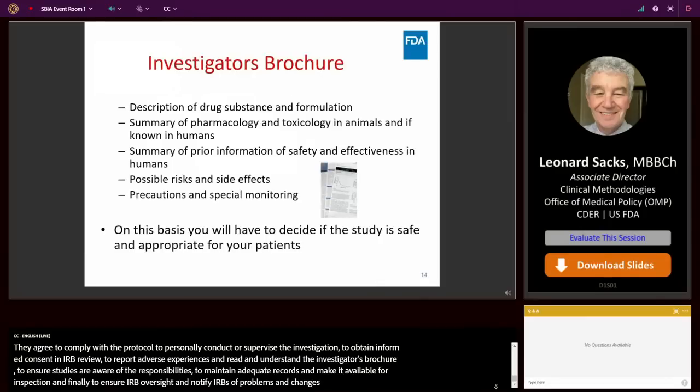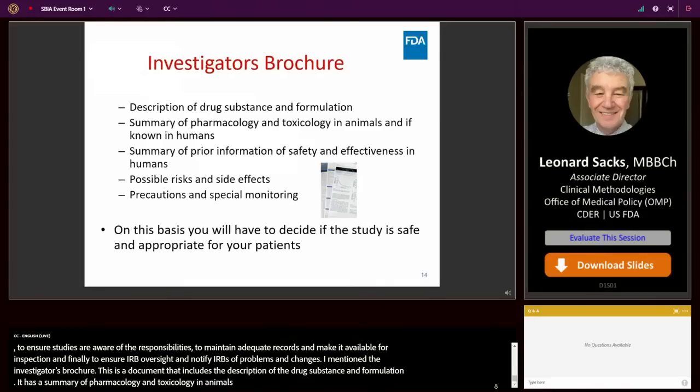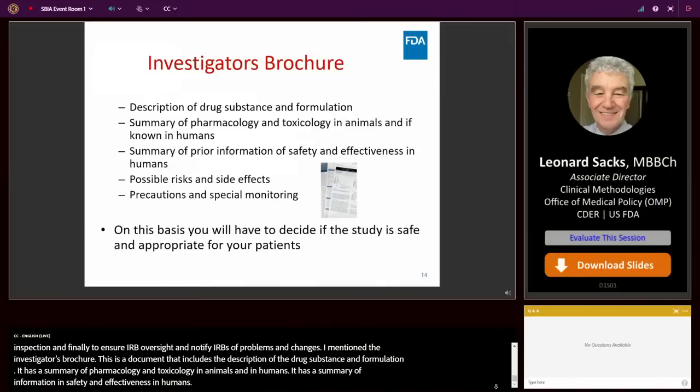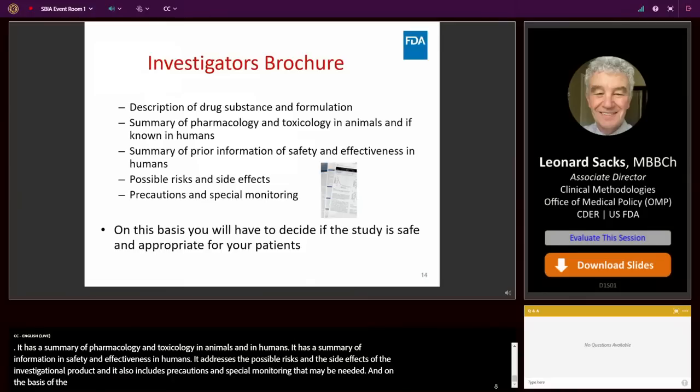I mentioned the investigator's brochure, and this is a document that includes a description of the drug substance and formulation. It has a summary of pharmacology and toxicology in animals and, if known, in humans. It has a summary of prior information of safety and effectiveness in humans. It addresses the possible risks and the side effects of the investigational product, and it also includes precautions and special monitoring that may be needed. And on the basis of the investigator's brochure, you would be making a decision if the study is safe and appropriate for your patients.